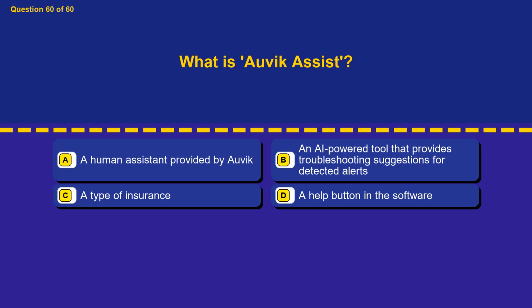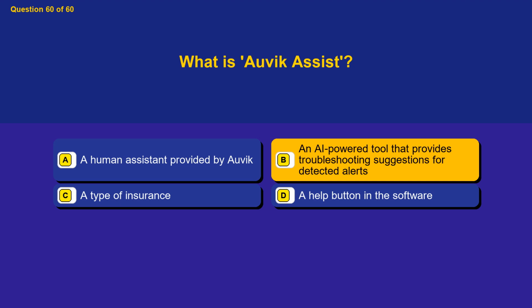Question 60. What is Auvik Assist? Option A, a human assistant provided by Auvik. Option B, an AI-powered tool that provides troubleshooting suggestions for detected alerts. Option C, a type of insurance. Option D, a help button in the software.